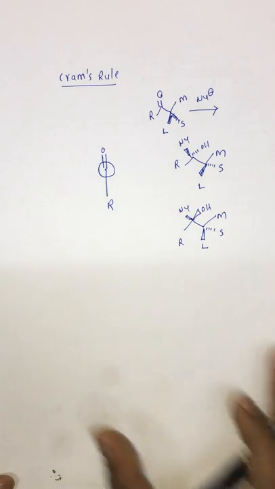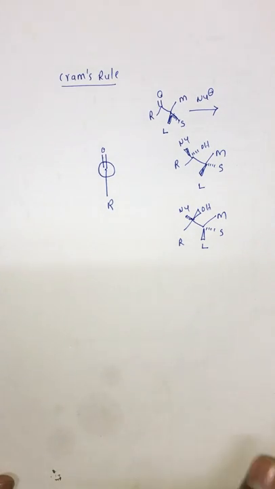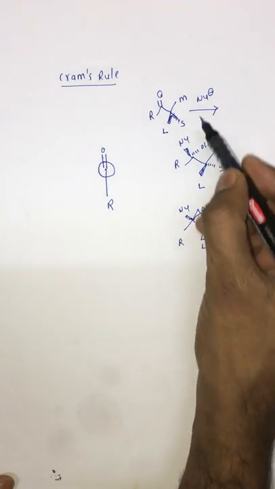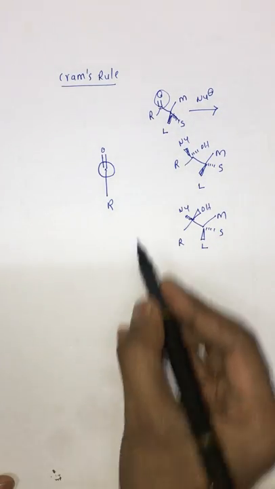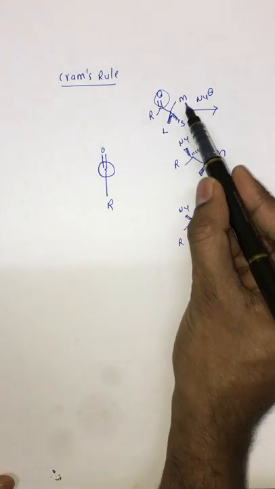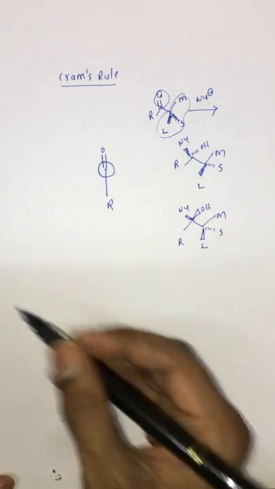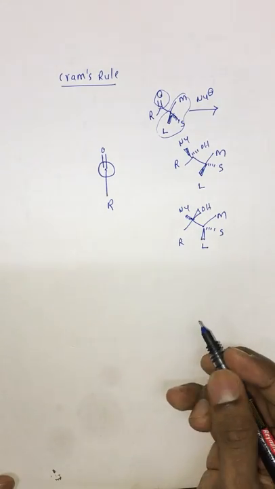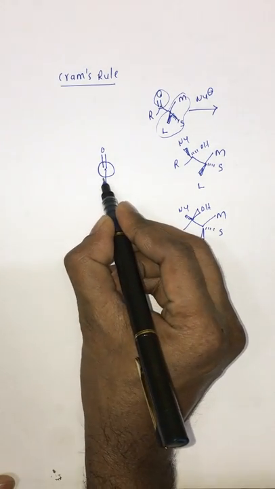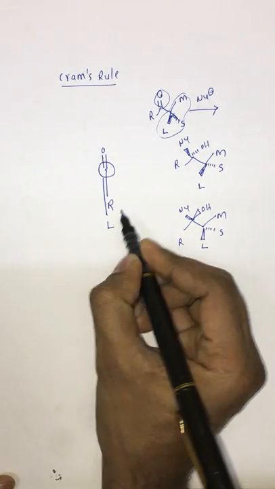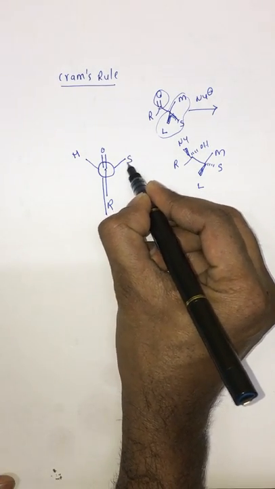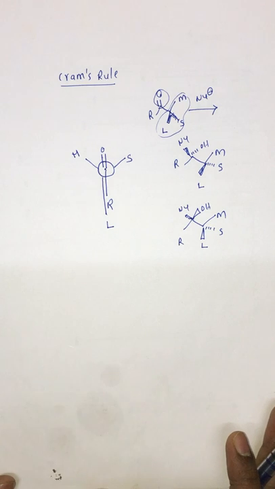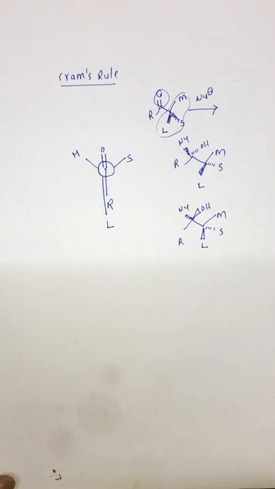So just remember the model, how we need to arrange the groups. This carbonyl carbon comes on the front carbon. So this is front carbon, and this group comes in a back carbon. Now the large group should be here, the medium group here, and the small group here. So just remember this model. If you can remember this model, it's very easy to predict the product.